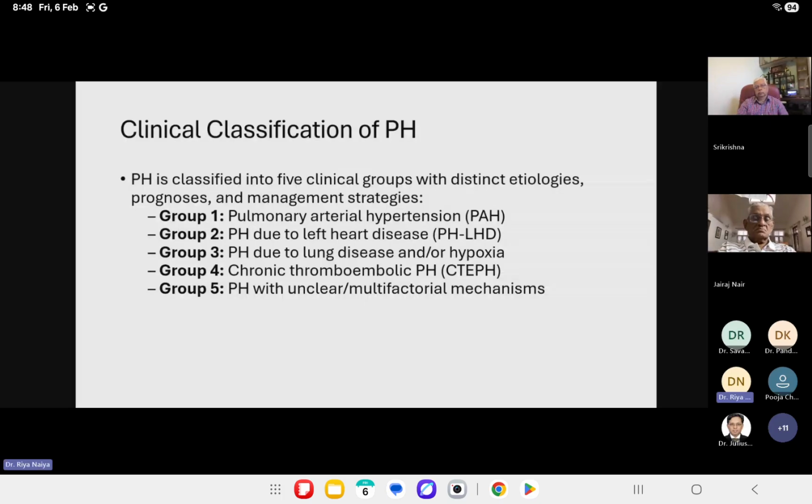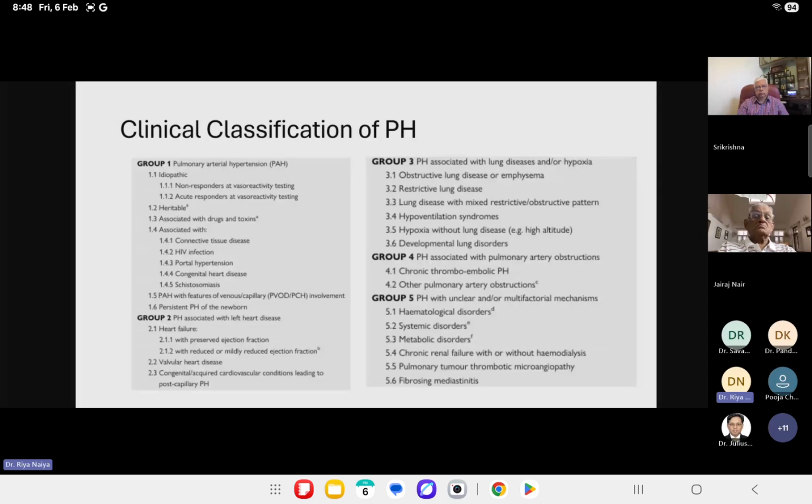This is the classification with their possible etiologies. In group 1, that is pulmonary arterial hypertension, we have idiopathic causes. These patients could either be responders or non-responders to vasoreactivity testing. We'll get to vasoreactivity testing in the coming few slides. They could also be because of heritable causes or associated with drugs and toxins. Drugs such as methamphetamines, aminorex, and fenfluramine are most surely associated with pulmonary hypertension. And other drugs like amphetamine, diazoxide, leflunomide, cocaine, etc. have possible association with pulmonary hypertension. It can also be associated with connective tissue diseases, HIV infections, portal hypertension, congenital heart disease, and schistosomiasis.